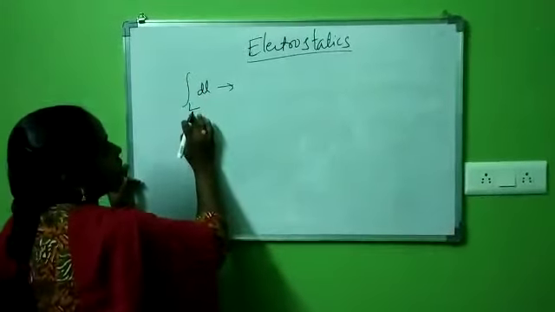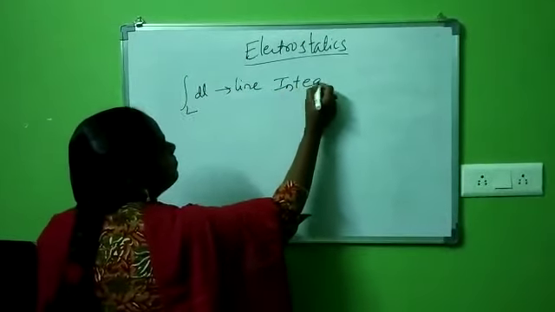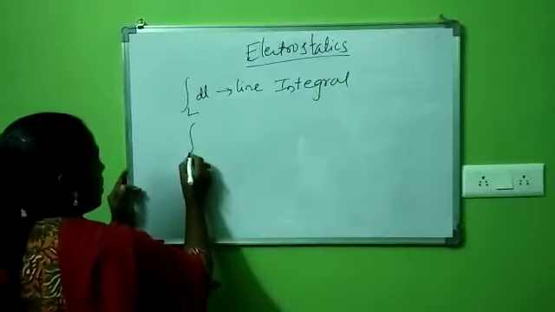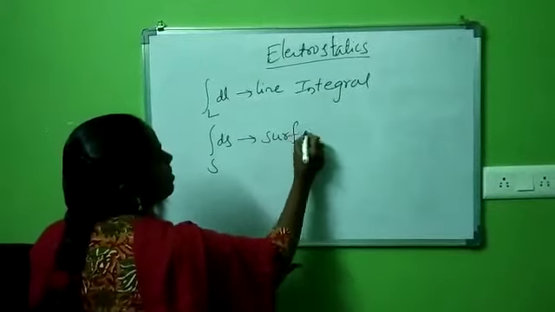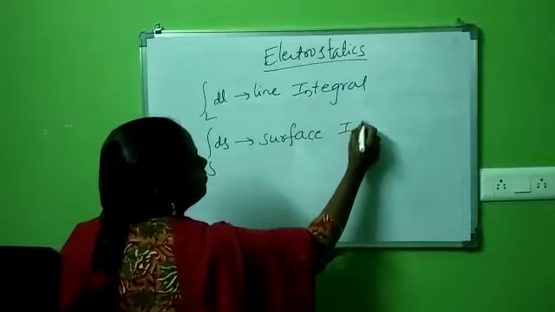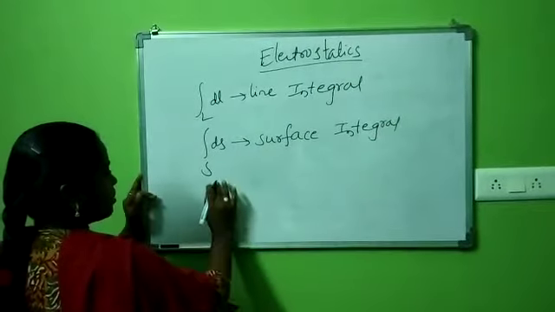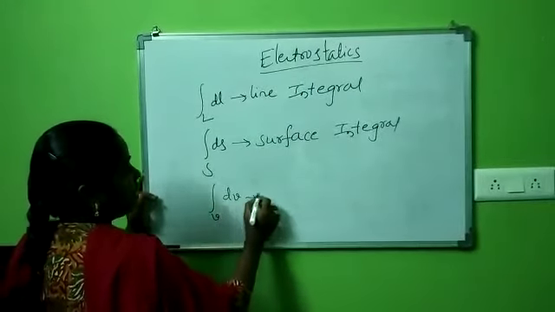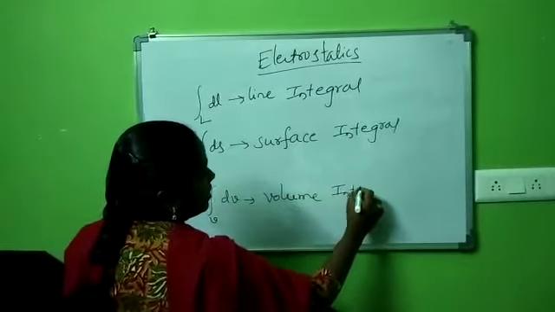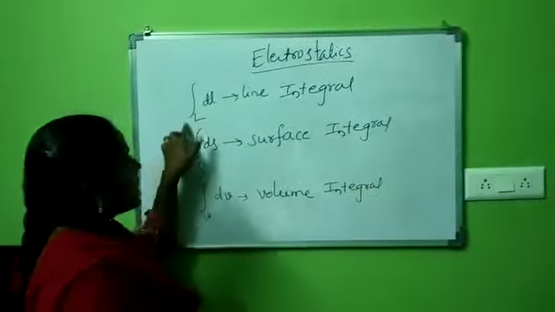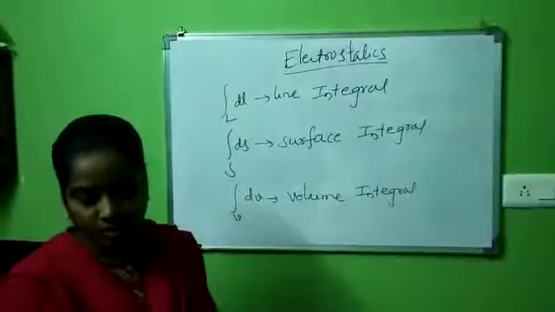Integration with respect to the line, you can call this the line integral. Integration with respect to the surface, you can call this the surface integral. Integration with respect to volume, dV, you can call this the volume integral. These are the three integrals. Along the line, line integral. Along the surface, surface integral. Along the volume, volume integral.